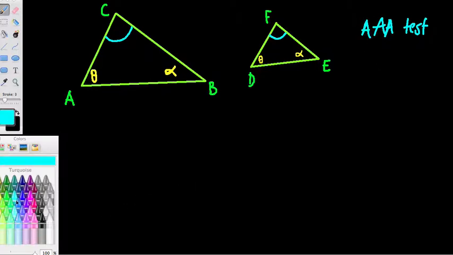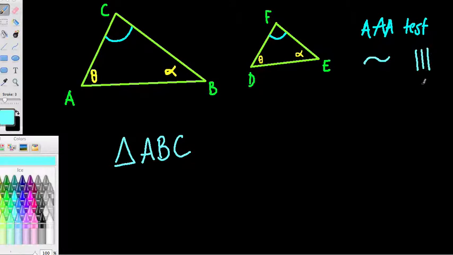So what I can do with these triangles here is I can write a similarity statement. Now, you might remember from a previous video that to do that, I need to label the triangle. I'm going to call this one ABC. And remember, for similarity, you can use these 2 symbols, either this one here or that one there.